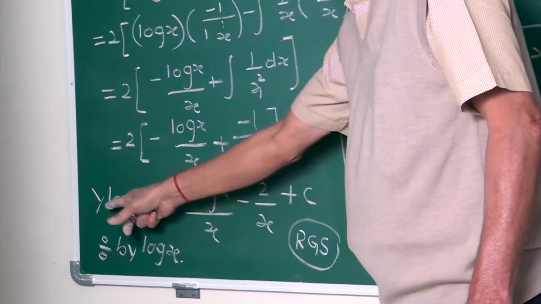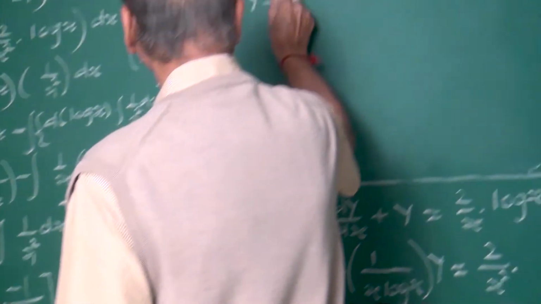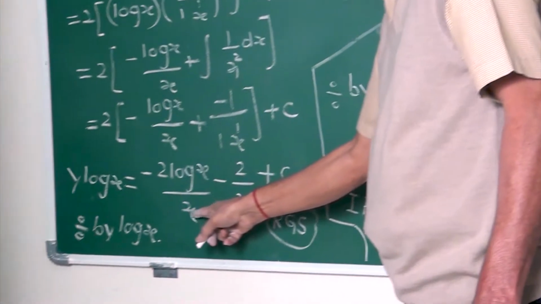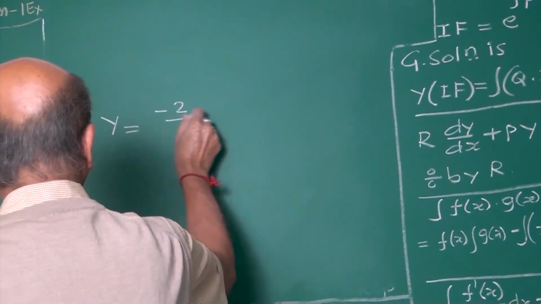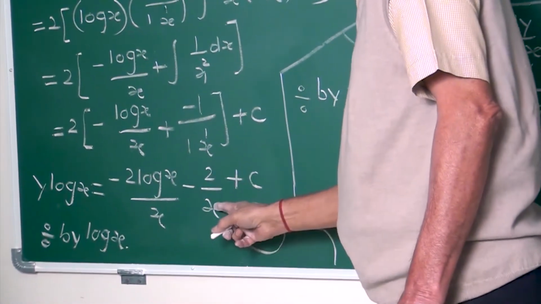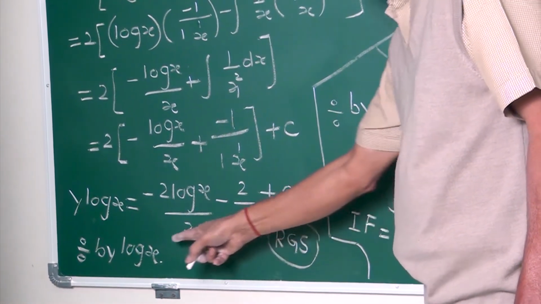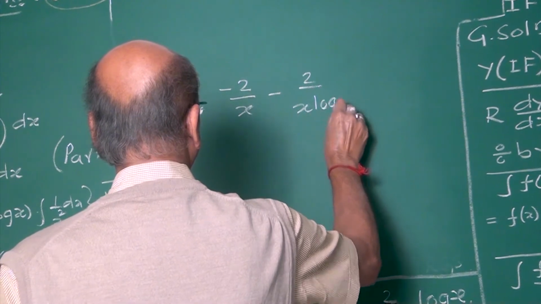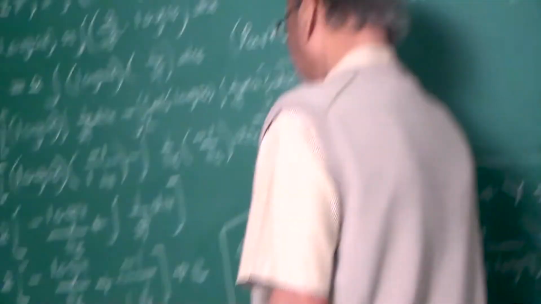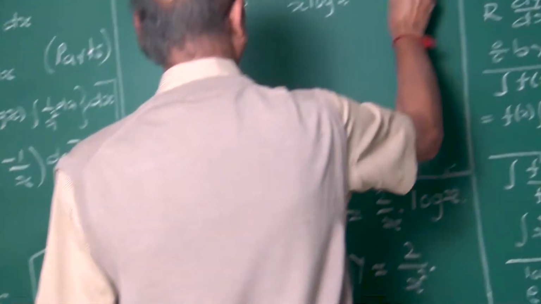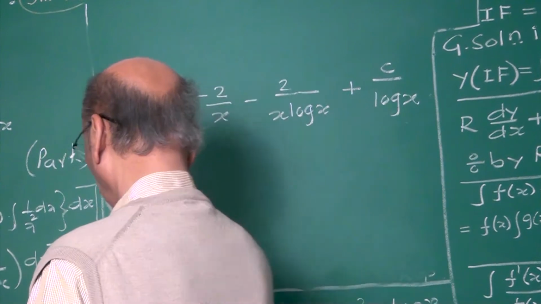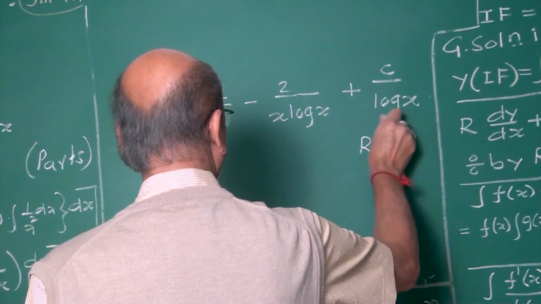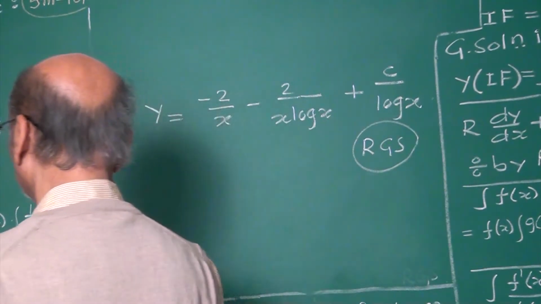Divide each term by log x, leaving y itself in LHS. It is minus 2, this log x cancels with log x, you get minus 2 upon x. You are dividing by log x, so it is minus 2 upon x log x, plus c upon log x. You may stop here, otherwise you may simplify it, dividing by log x. This is your required general solution.